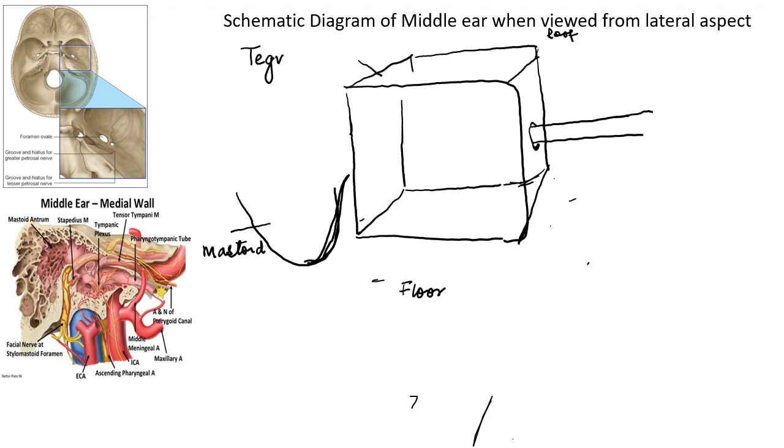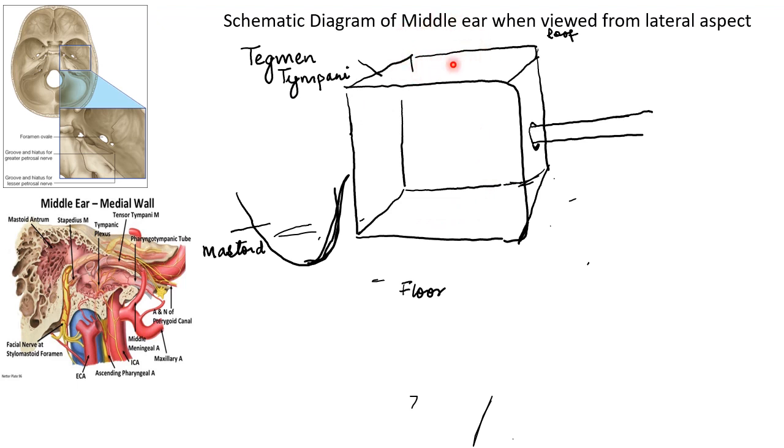Tegmen tympani. This roofs not only the middle ear but also the mastoid antrum, which is present posteriorly. So this roof continues all the way backwards. It separates the middle ear from the middle cranial fossa, which is present out here.